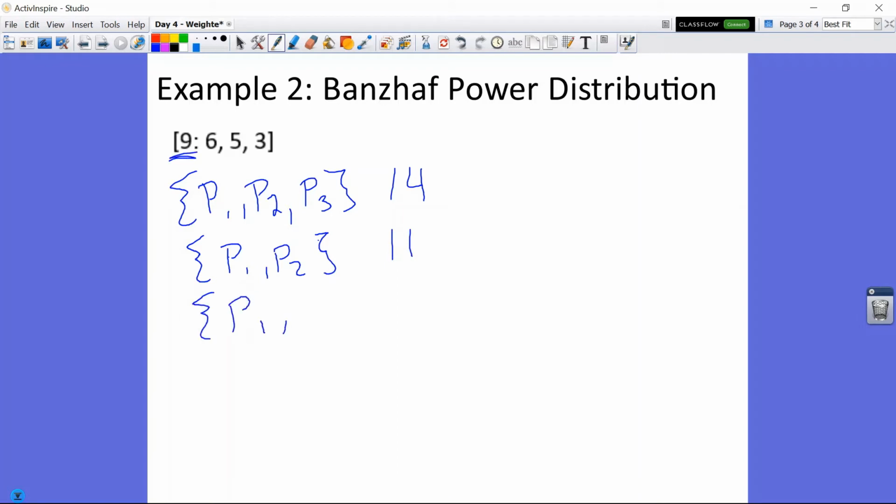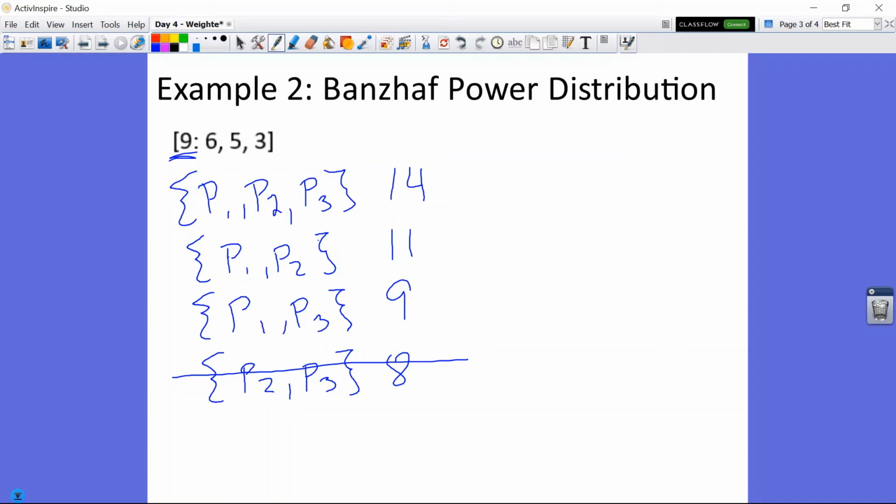Player 1 could vote with player 3. If they vote together, they have 9 votes. That's enough to meet our quota. And then player 2 could vote with player 3. If they vote together, they only have 8 votes, so this is not a winning coalition. All right, so in this particular case, we only have 3 winning coalitions.